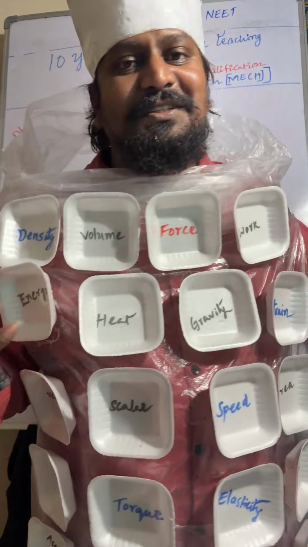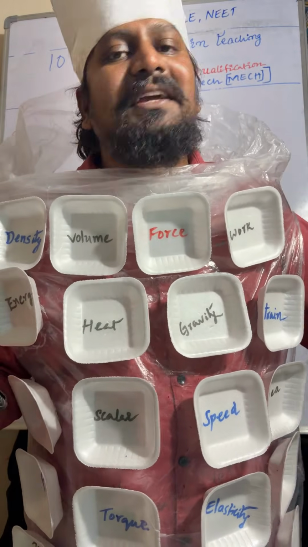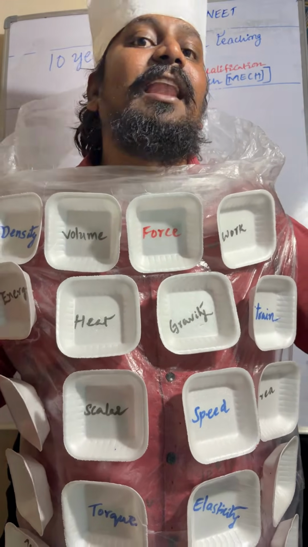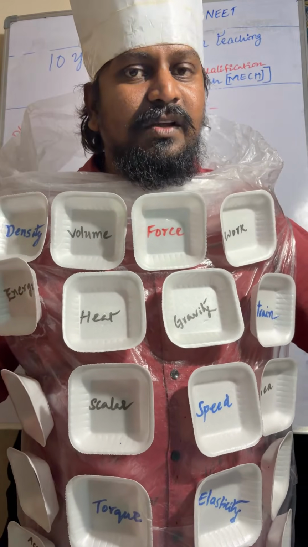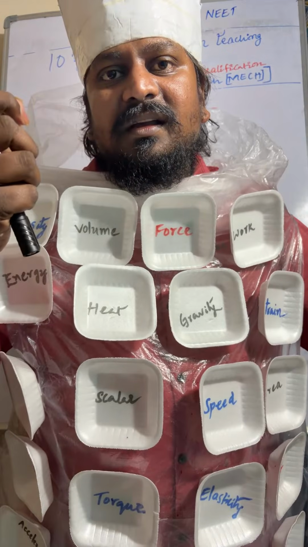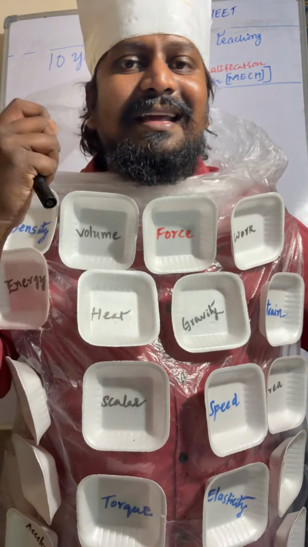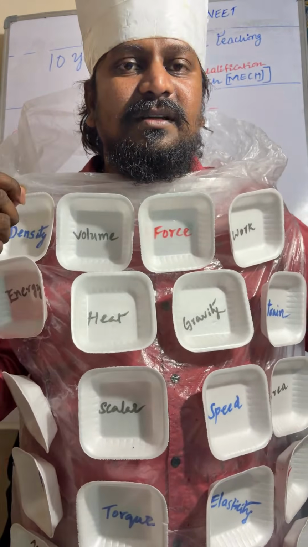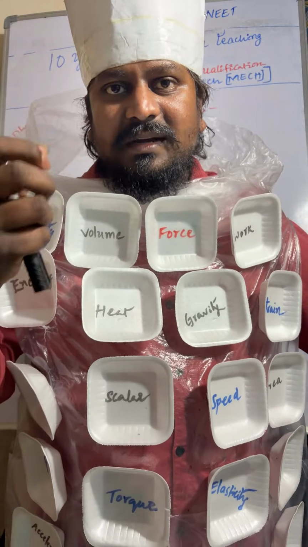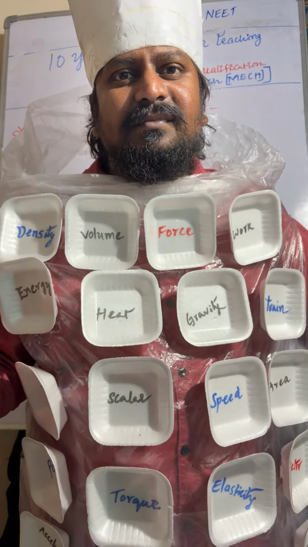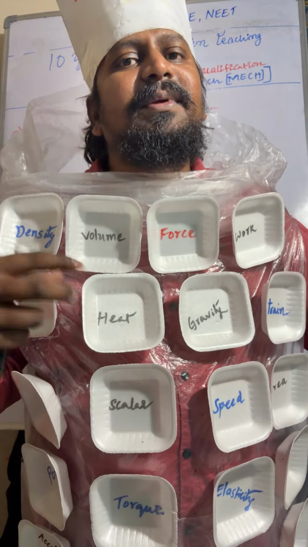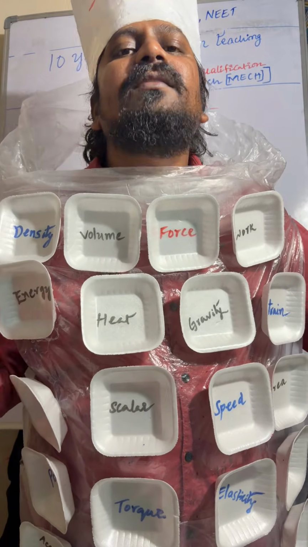Understood or not? I hope it is very clear, right? So gravitational force. Next, electrostatic force. Electrons between the charges. You take a comb and comb it, and take it near to the pieces of paper. It's getting attracted. The pieces of paper will be attracted due to electrostatic force.